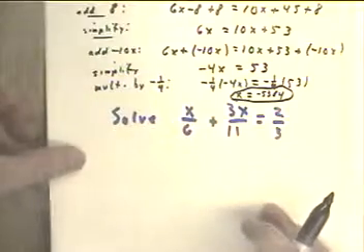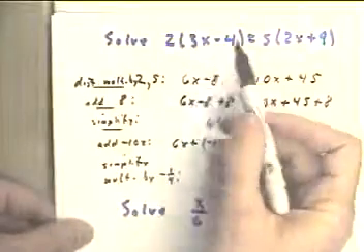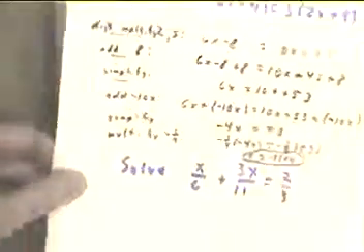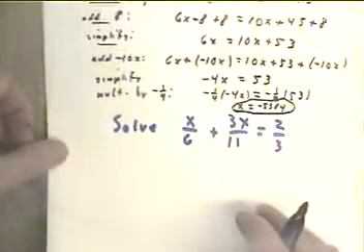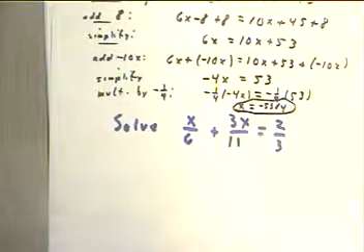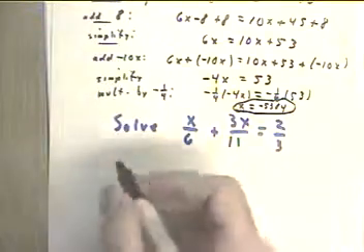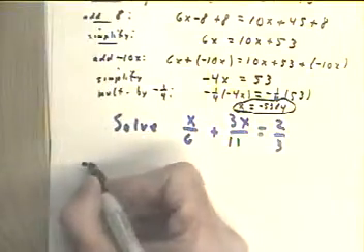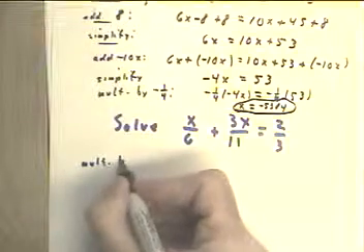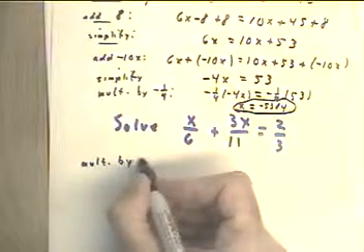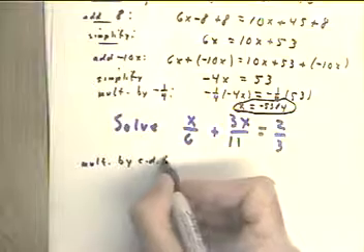Okay, so we see that sometimes we have to use the distributive law. That should be no surprise to you. Now we get down to this equation, and this is where people often make the solution a lot more complicated than it really is. The simple thing that we can do here is multiply both sides by the common denominator, 66.